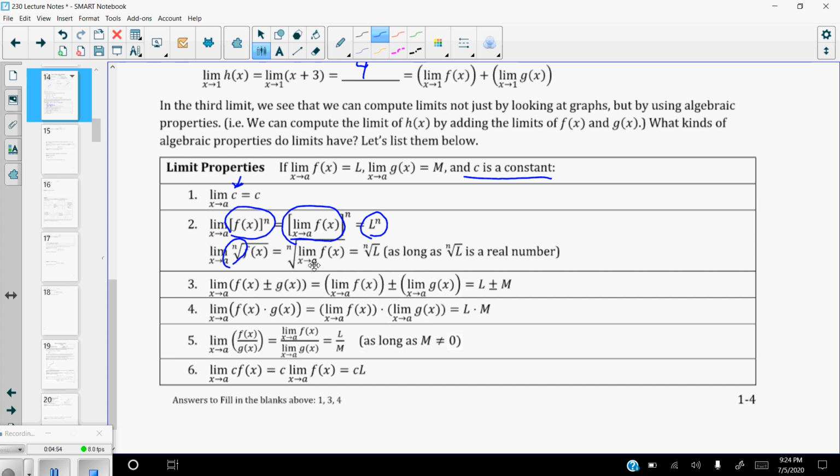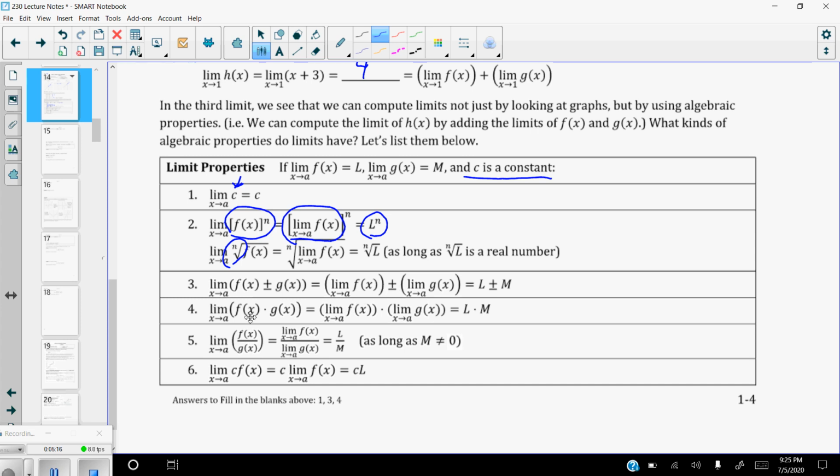Number 3 is very much like the example that we did above. I can add or subtract two functions and take the limit, or I can take the limit of each function individually and then add or subtract them. Subtraction, obviously, the order matters. The order does not matter for addition, but subtraction, the order does matter.